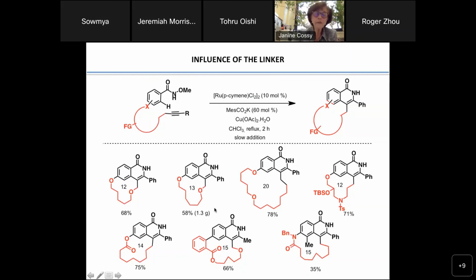I have to point out that we can work on a larger scale, 1.3 grams, and we can get the formation of this compound with a yield of 58%.